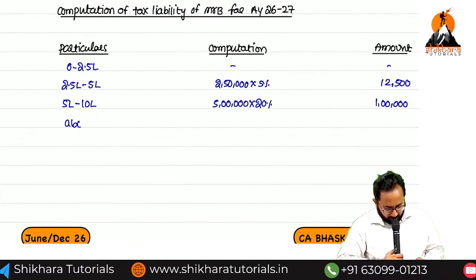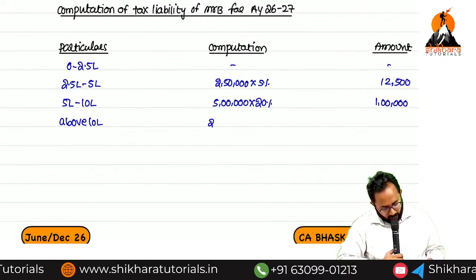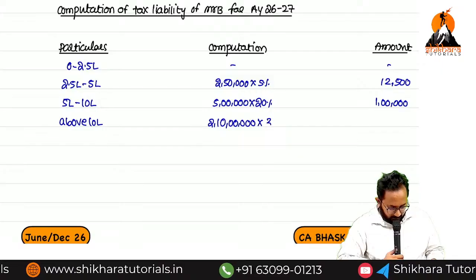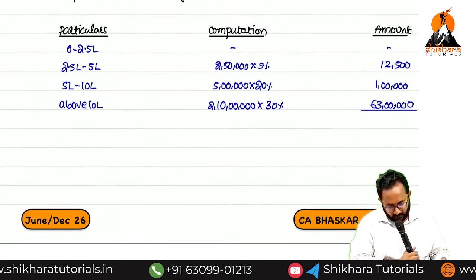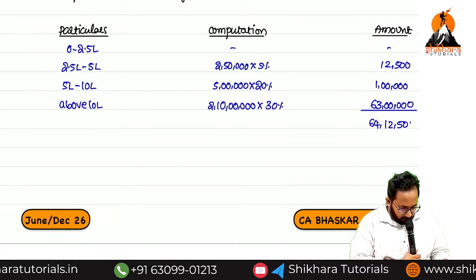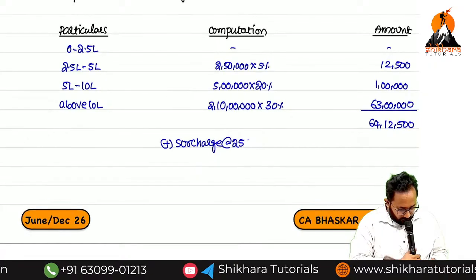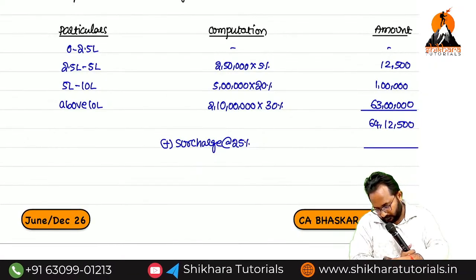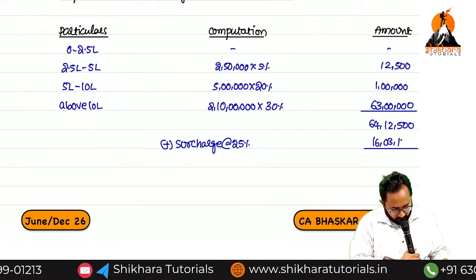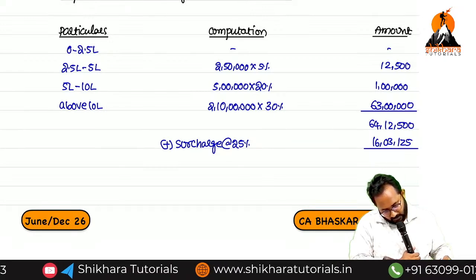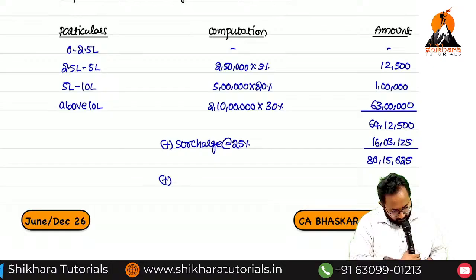Yes sir, next one, above 10 lakh, how much? Exactly. 2 crore 10 lakh, 2 crore 10 lakh into 30%. 63 lakh, right? How much amount? 64 lakh. 12,500, plus you have to add surcharge. So more than 2 crores is there, at the rate of 25%. Please let me know how much. 16 lakh 3,000. Yes, how much amount? 80 lakh. 15,625. Plus for this we have to add H and EC.